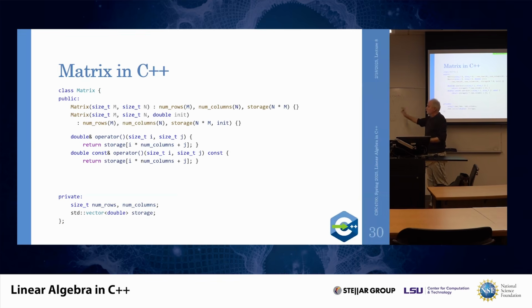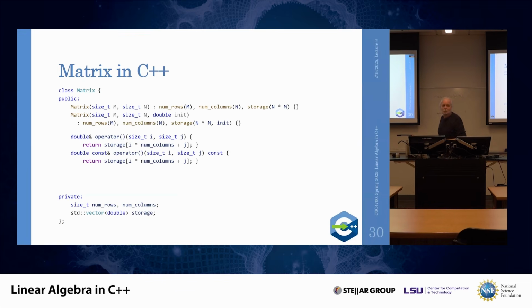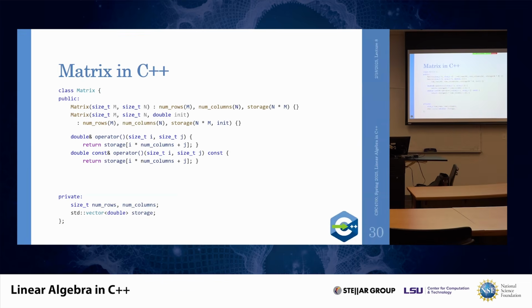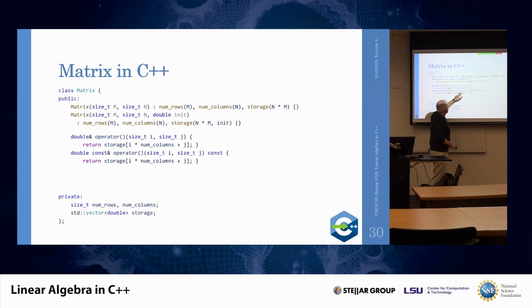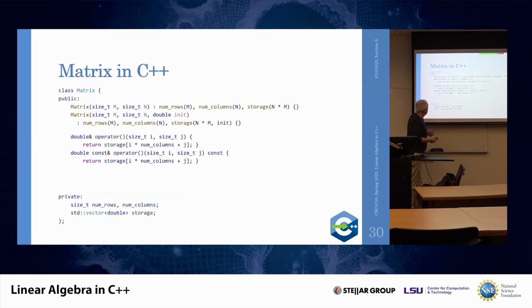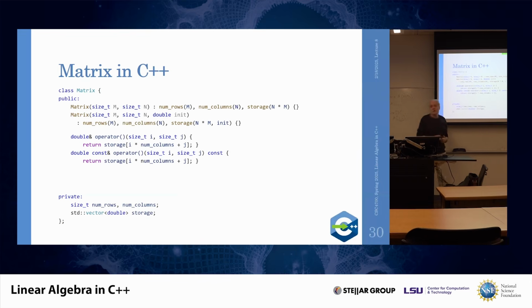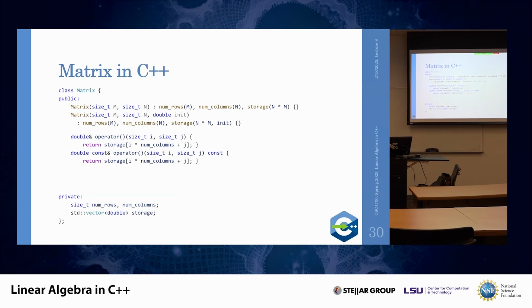But for whatever reason, I decided to use the function operator here in this case. As you can see, what the operator does is take the two indices and compute the correct index into our one-dimensional array based on the formula we derived. And that's where it needs the members that remember how large that matrix actually is.